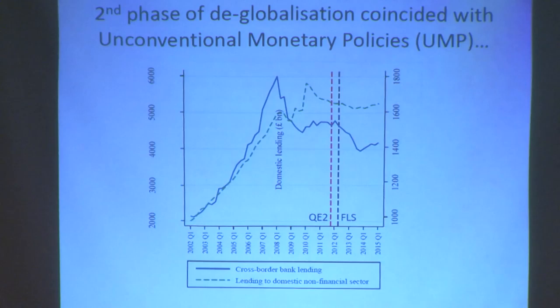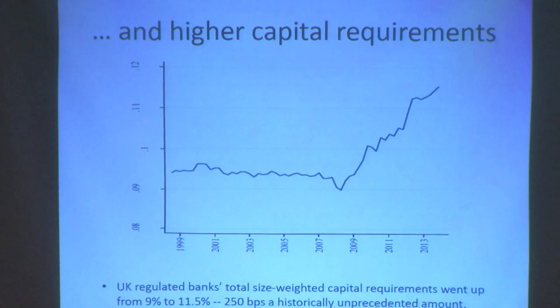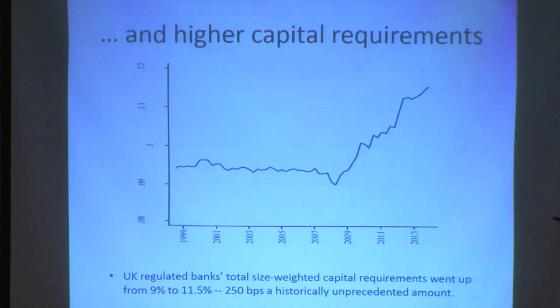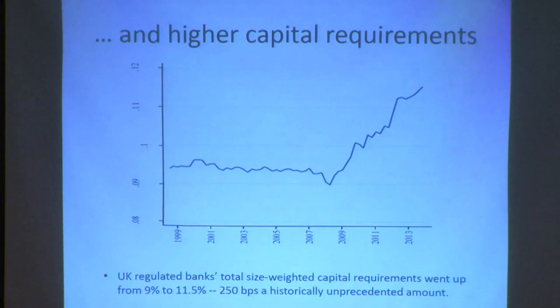And at the same time, though, there had been an increase in regulation. I guess this is shown here for the UK, but this has been true in all countries with the Basel packages. So an increase in capital requirements. This chart here shows the evolution of total capital requirements in percent of risk-weighted assets in the UK, weighted by the size of UK banks. And you see there's a clear upward trend.